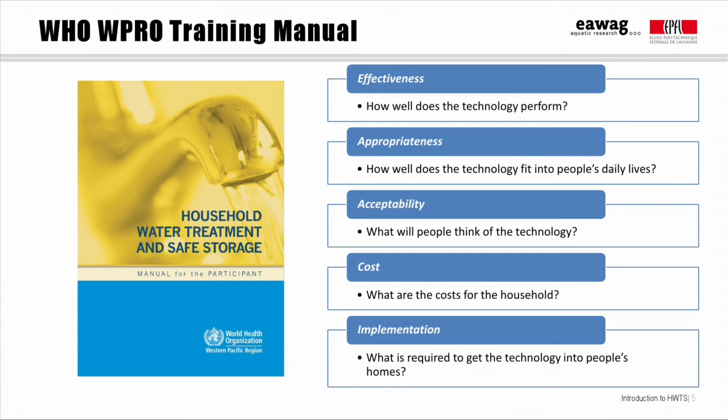Finally, implementation is a bit of a catch-all class of criteria. It includes things like how the technology is manufactured and distributed to the households, how fast the technology can be implemented, what kind of monitoring is required for the technology, how well it can be integrated with current government programs, etc. I encourage you to go to the manual itself for a fuller discussion on these criteria.